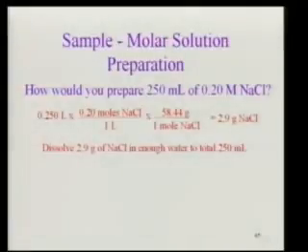Again, another problem here. It says, how would you prepare 250 milliliters of a 0.20 molar sodium chloride solution? This is different because when I showed you the picture of preparing a solution before, it didn't matter. I didn't give you volume. You could just pick 1 liter if you wanted to. I didn't tell you how much to prepare. You could prepare whatever you wanted. What if you specifically need a certain amount? Okay?